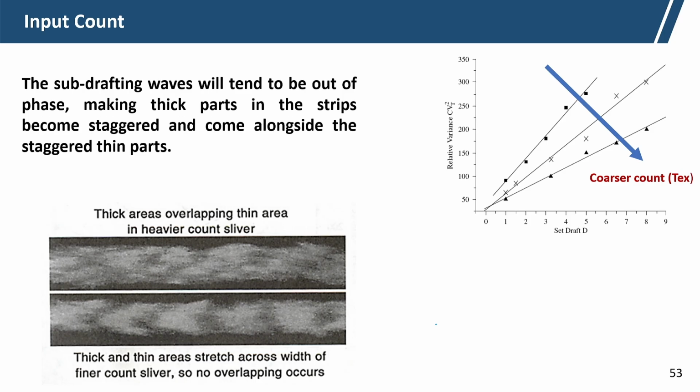The sub-drafting waves will tend to be out of phase. So, in case of this, the thick part in the strip becomes staggered and lies alongside the staggered thin part. So, this is the case where it is actually stretched again. So, thick plus thick part will remain thick and thin part will be separated.